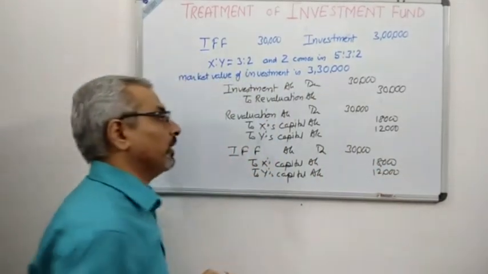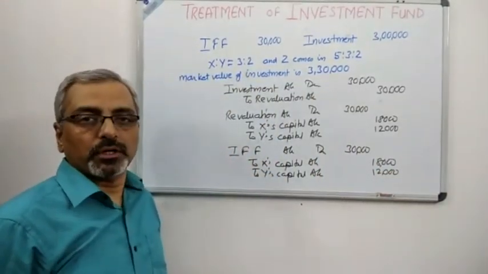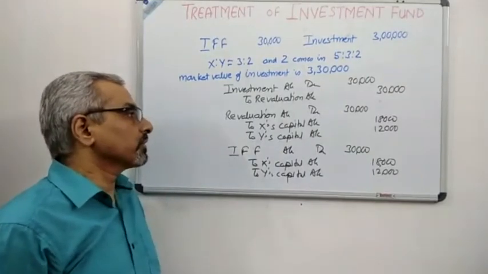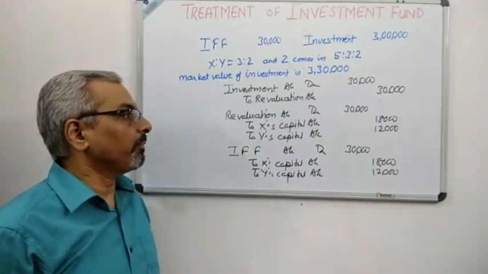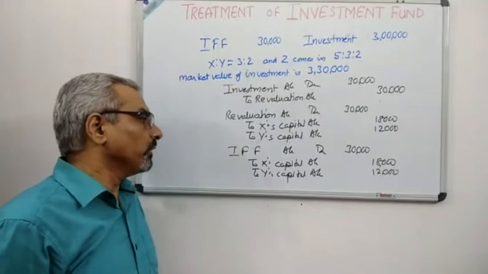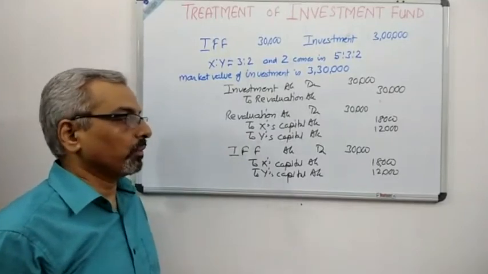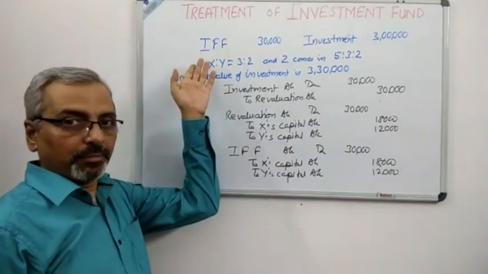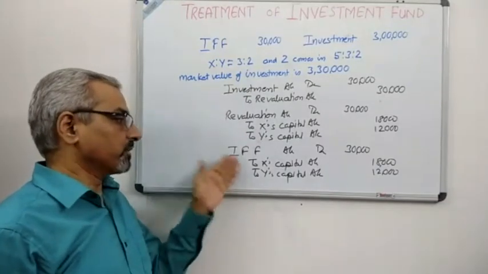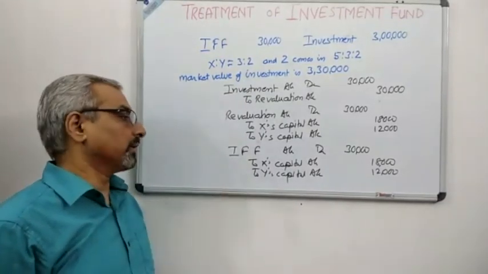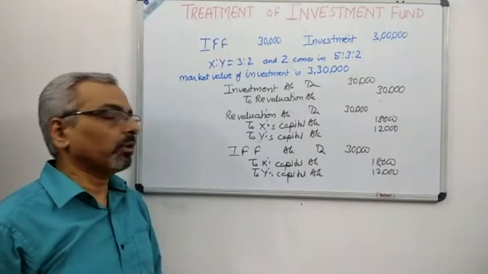See very carefully. There was a profit of revaluation of 30,000. So we have done revaluation 30,000 to X's capital, Y's capital, 18,000, 12,000. And over here we have done investment fluctuation fund 30,000. We have taken that from the liability side of the balance sheet and we have distributed among the old partners X's capital and Y's capital, 18,000 and 12,000.